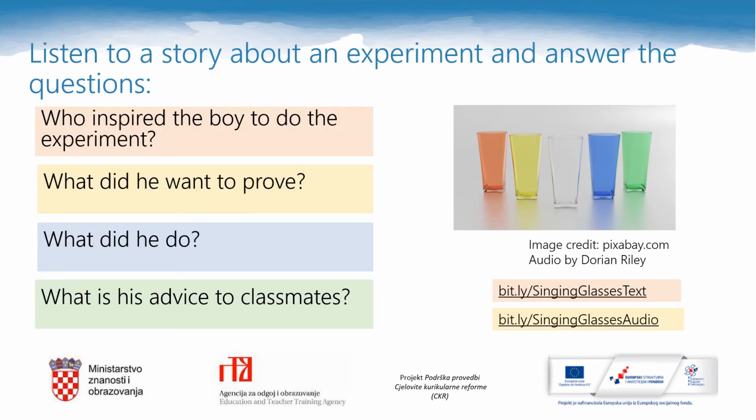Listen to a story about an experiment and answer the questions. There are 4 questions for you to answer. Who inspired the boy to do the experiment? What did he want to prove? What did he do? And what is his advice to classmates? You will find the audio text if you go to the link bit.ly singing glasses audio, or you can read the text if you follow the link bit.ly singing glasses text. Pause this video, listen to the text, and answer the 4 questions that you can see on the screen.